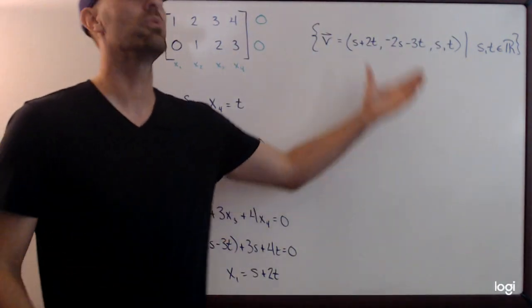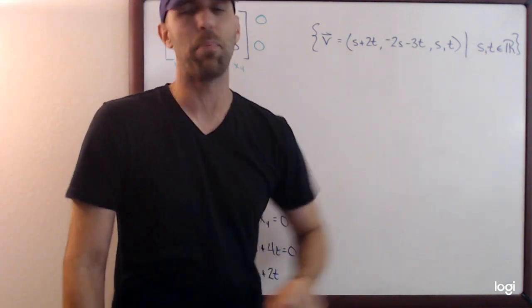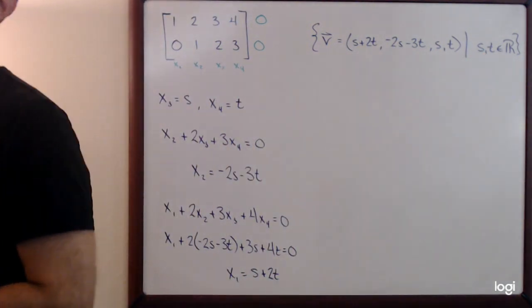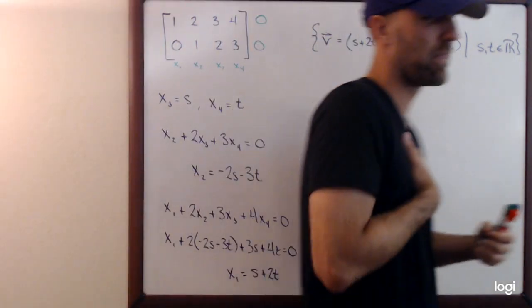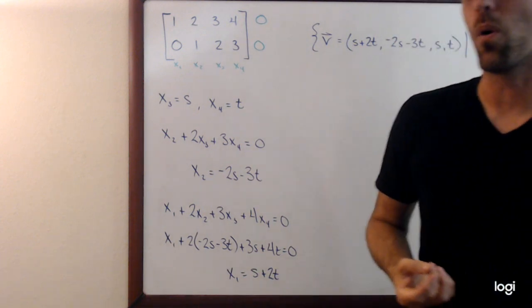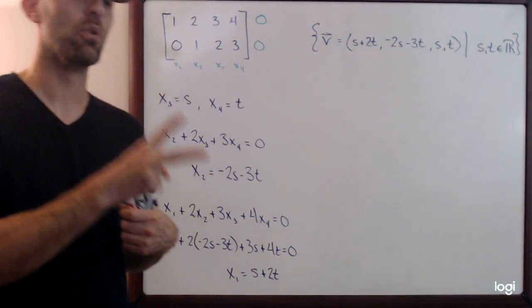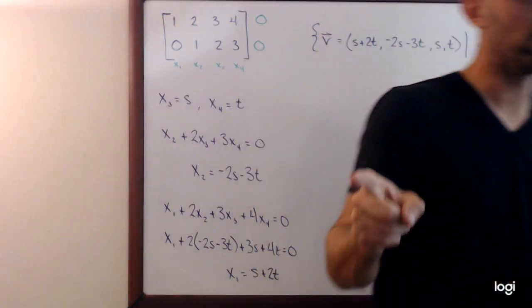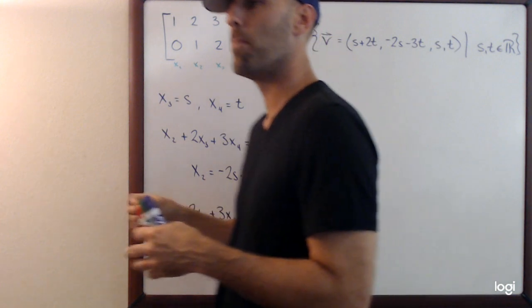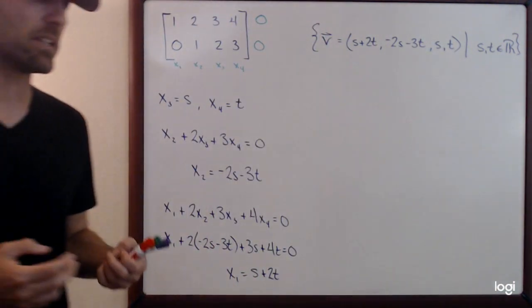I get 2 choices when I create something like this. I get to pick S and I get to pick T. Those are my 2 choices. This is going to be 2-dimensional. But that also means that in order to create a basis, I need 2 vectors, right? Not 1 like the previous example, I need 2. And because of the definition of how a basis works, those 2 vectors need to be linearly independent.